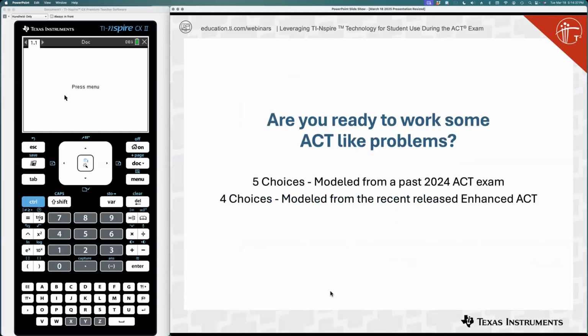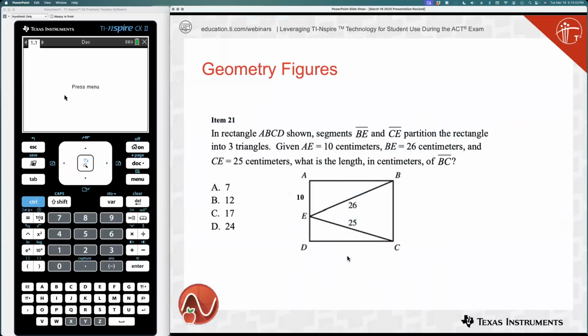Exactly. So, are we ready to work some problems? Let's work some problems. Okay, and as Veronica mentioned, we have a mix of questions. We have questions with 5 choices that are modeled from a past 2024 ACT exam. And we also have questions with 4 choices that are modeled off of the recent release of the enhanced ACT that you can find on that website that we talked about earlier. So here's our first one. We're going to talk about geometry.